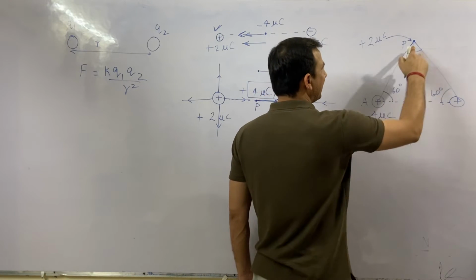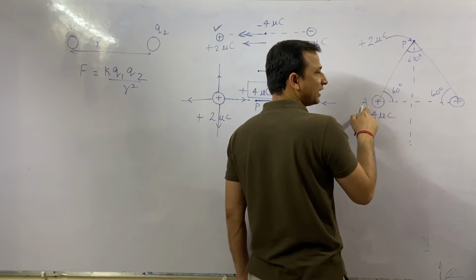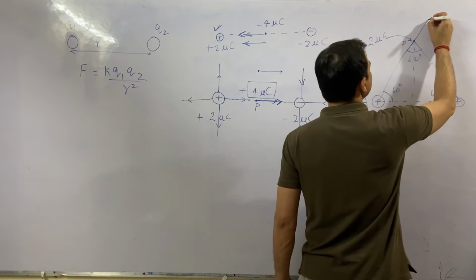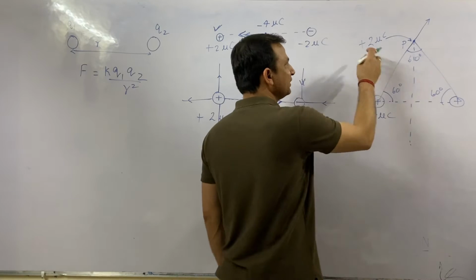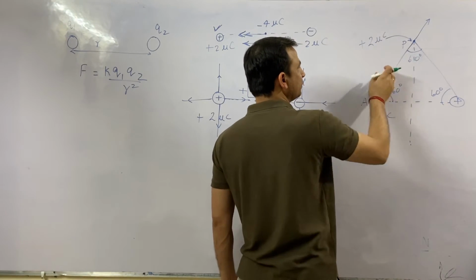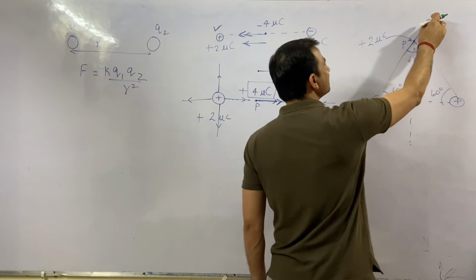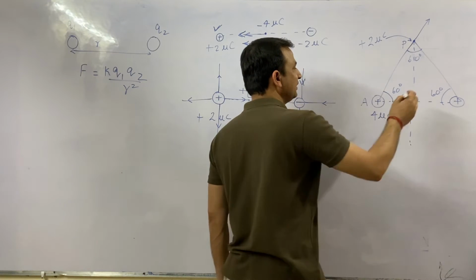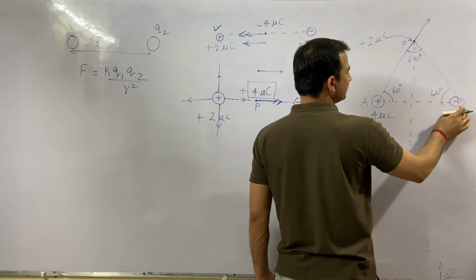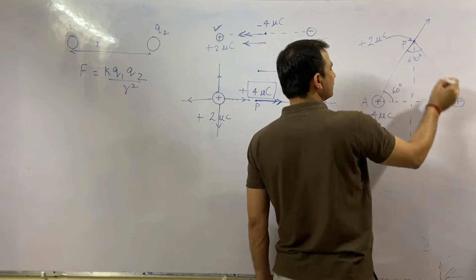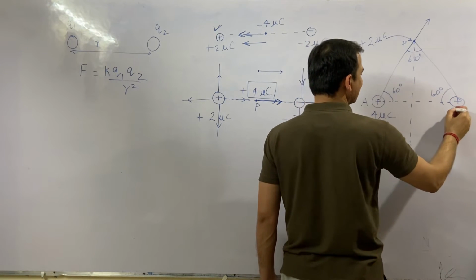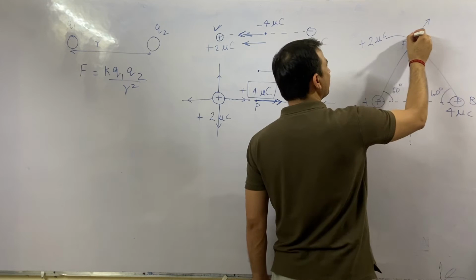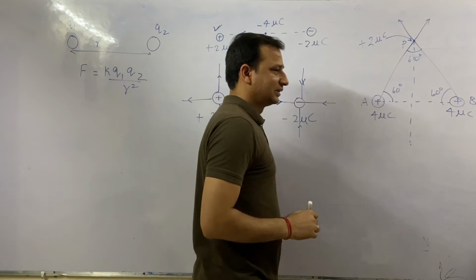So the force acting at point P due to the charge at point A, which has a magnitude of 4 microcoulomb, will point in this direction. And both the charges are positive, so repulsion, it means the arrow will point away from these two charges. The next one, the positive charge here. So the direction of force due to this, again I'm taking the same 4 microcoulomb charge, which is kept at point B, will point in this direction, something like this.